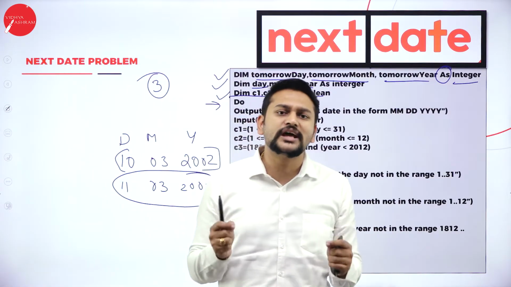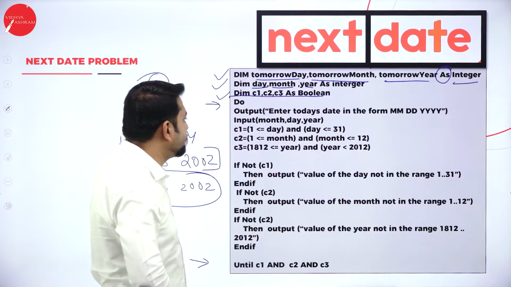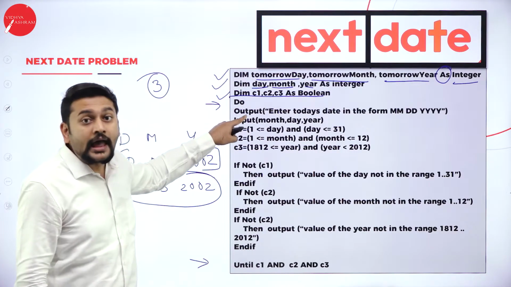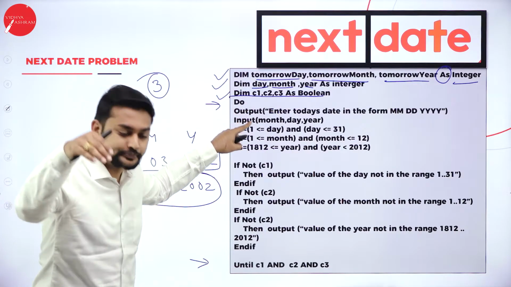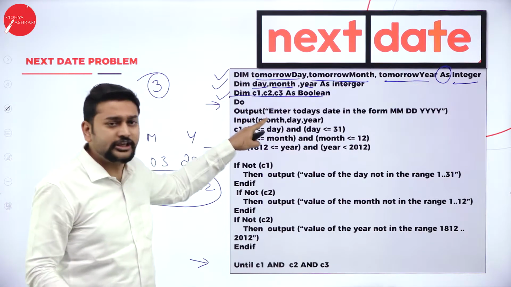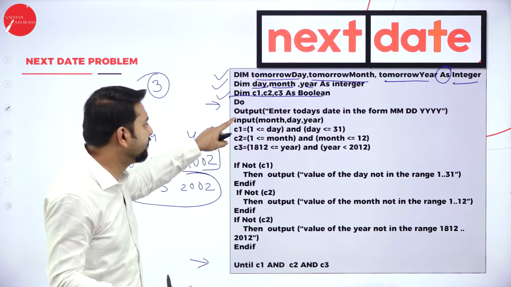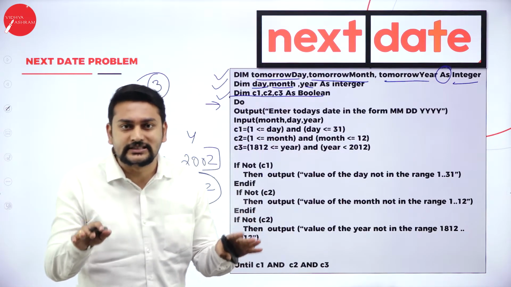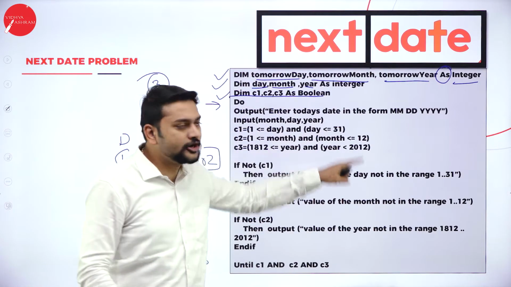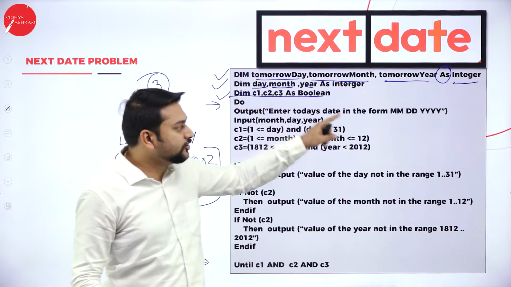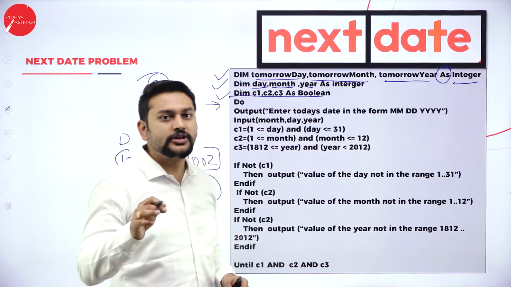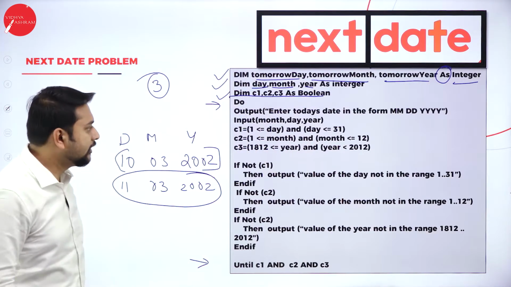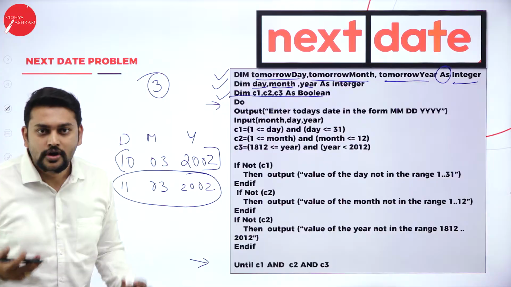So what is it that I have? Please observe carefully. I have the print statement. Instead of the print statement, in the pseudocode I can use a keyword called output. Whatever I have within the quotes will be printed as it is. So what am I trying to print? Enter today's date in the format of MMDDYYYY. So that's what I'm asking the user to enter.